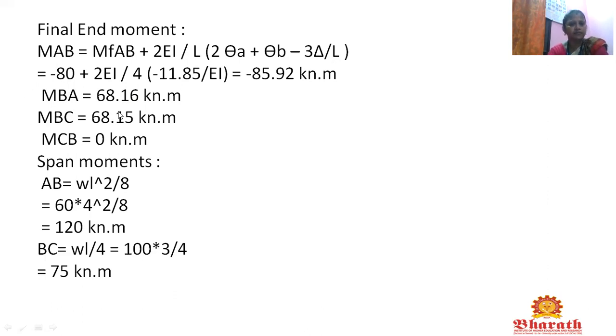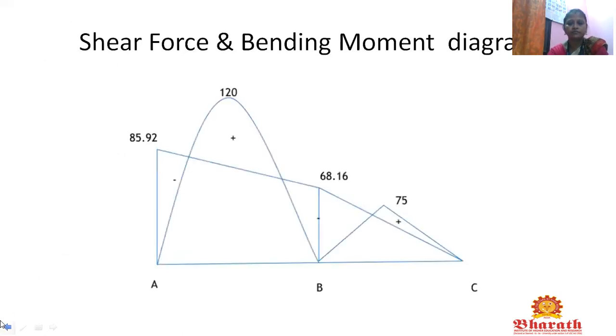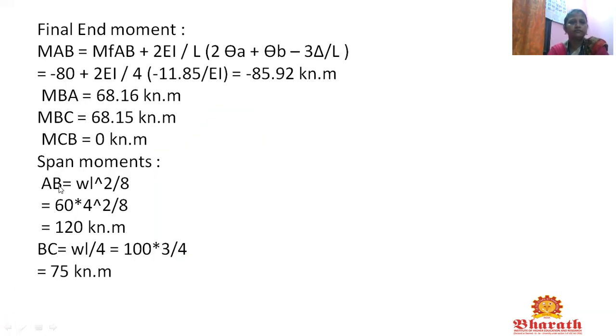Similarly for MBC, with the same formula, if you substitute for theta B and theta C, you will get 68.15. Similarly for MCB, in CB, the same formula: MFCB plus 2EI by L into 2 theta C plus theta B. If you solve it, you will get MCB equal to 0. Next we have to calculate span moments.